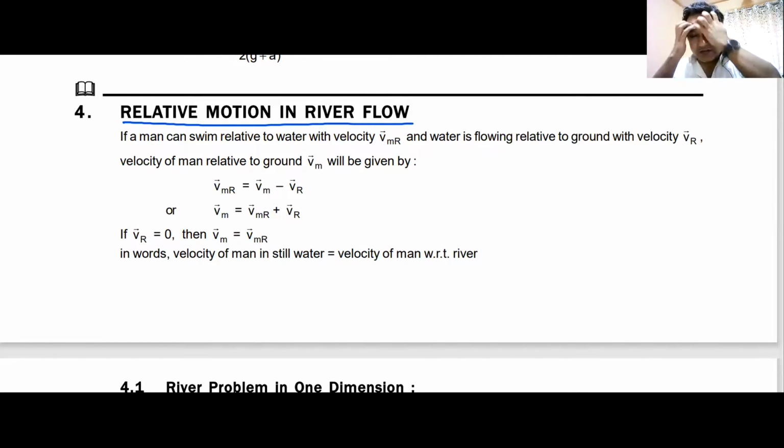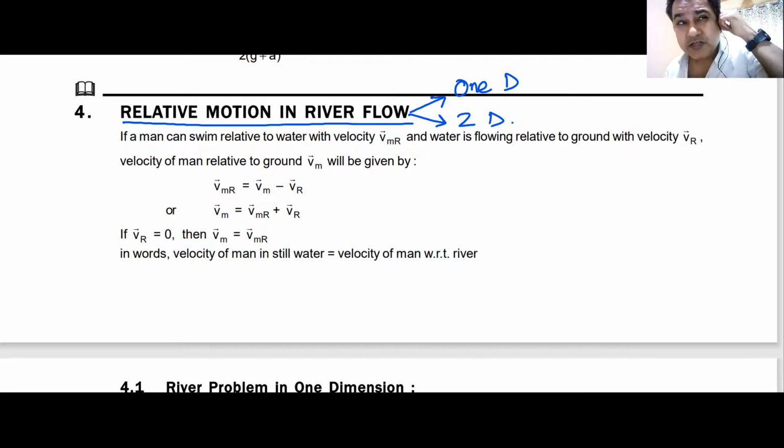Now, when the river question comes, the river is also flowing. So there will be two or three things that will be common to all the questions that we solve in river flow. Basically, we'll solve questions on river flow in 1D, one dimension, and the more difficult ones will be in 2D, two dimensions.